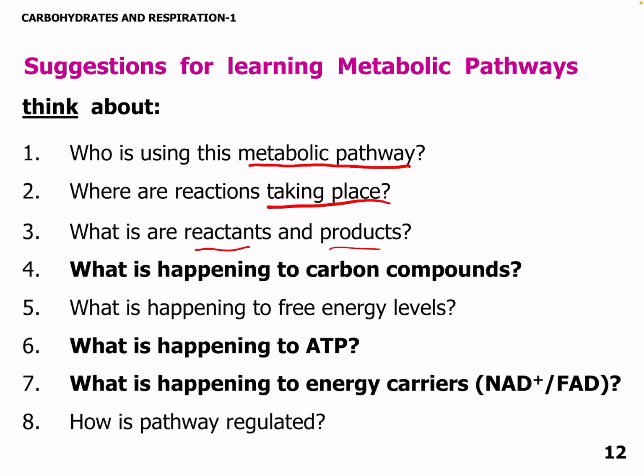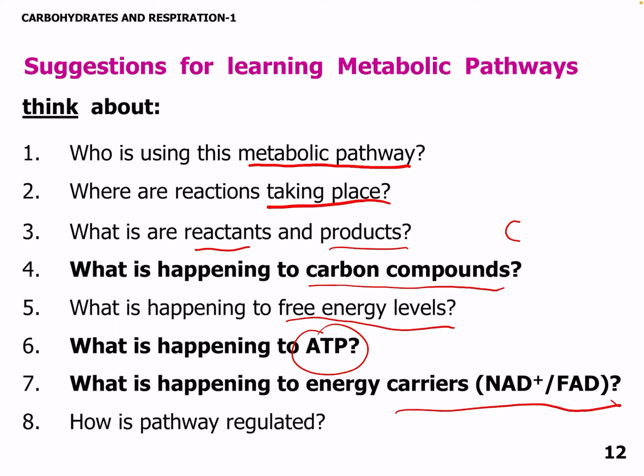What are the reactants and products? What is happening with the carbon compounds? That's quite important, especially in the Krebs cycle. We tend to follow the carbons. What is happening to free energy levels? So how much energy is being used or produced? What is happening to ATP? How many did we use or how many did we make? What's happening to the carriers? A lot of these carriers will be used in certain reactions, but then become recycled back up the chain or used later in the chain. And then how is the pathway regulated? A lot of these are regulated in multiple different ways. It can be upregulated or downregulated.